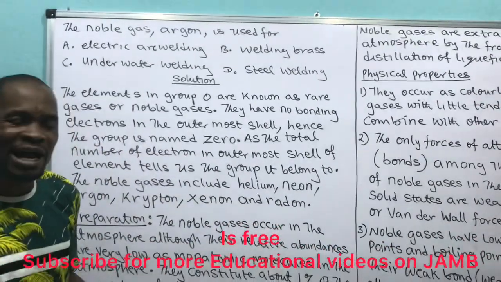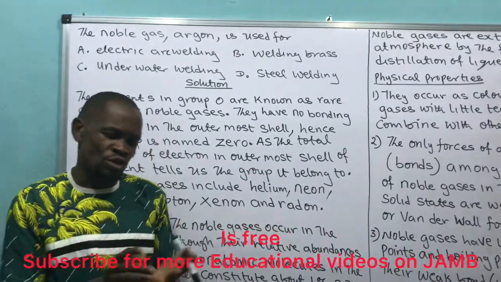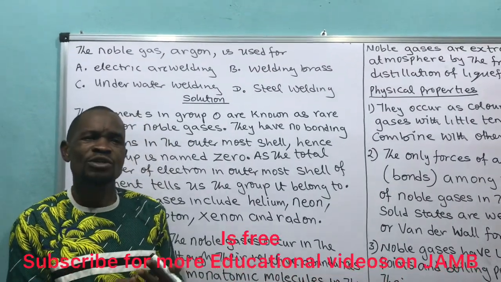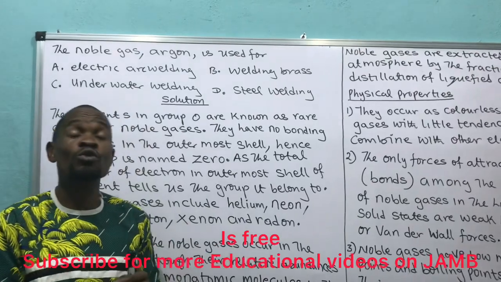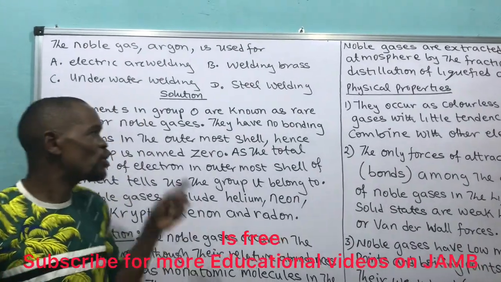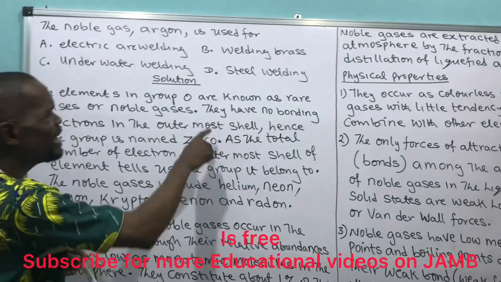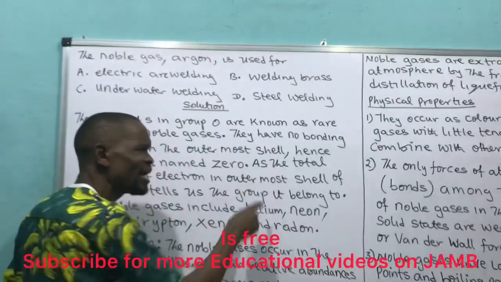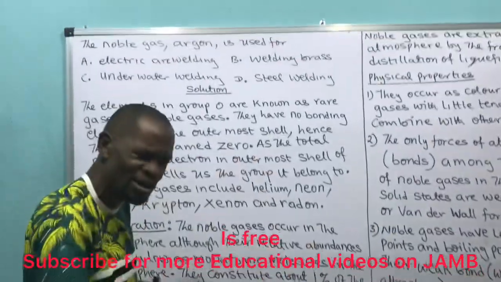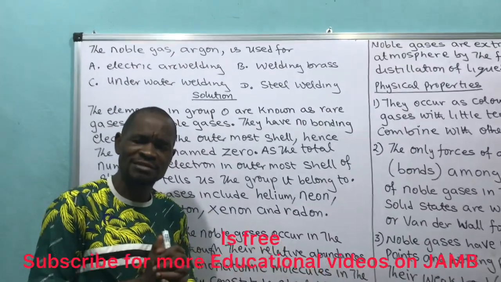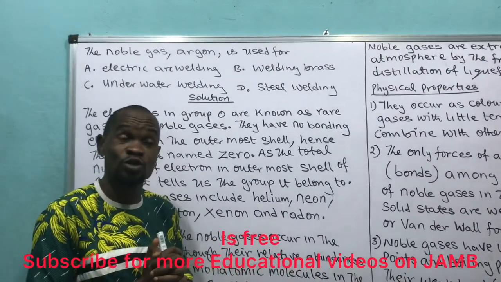You have seen why we have group 1 to 0. Group 1, group 2, group 3, group 4, group 5, group 6, group 7, group 8, which we call group 0. Why do we call it group 0? Because it has no bonding electron in the outermost shell. There's no electron to give out. The whole electrons have been used to form the octet state. That's the reason why we call it group 0.